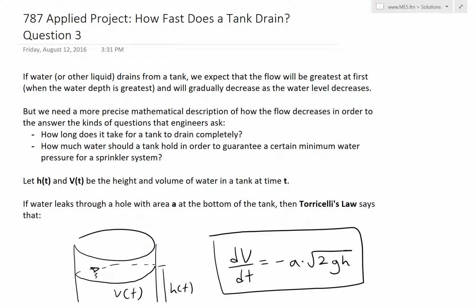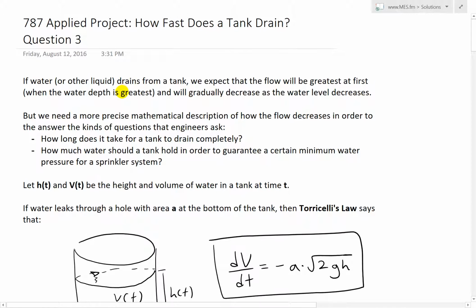Hi, it's time for another Math Easy Solution to discuss further the applied project, How Fast Does a Tank Drain, and now we'll go over question 3 of this applied project video series.